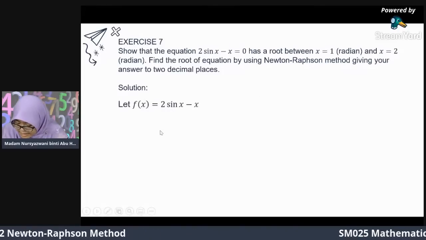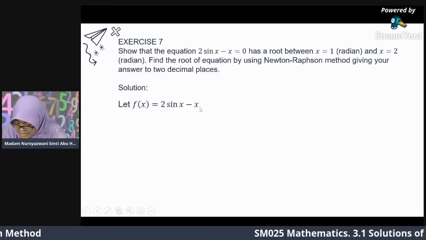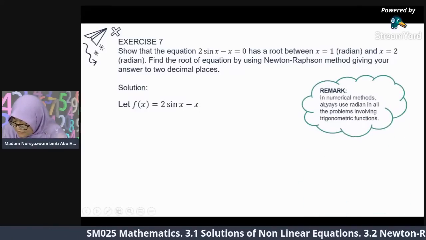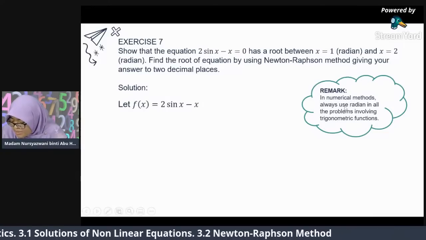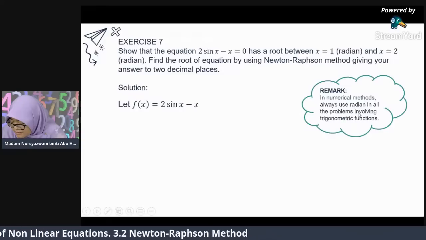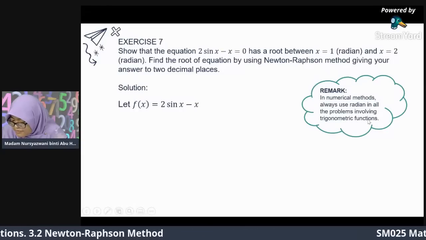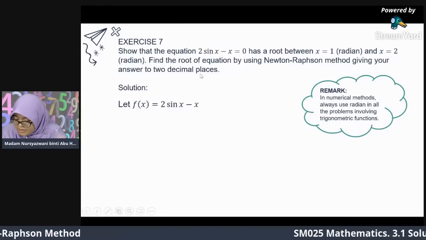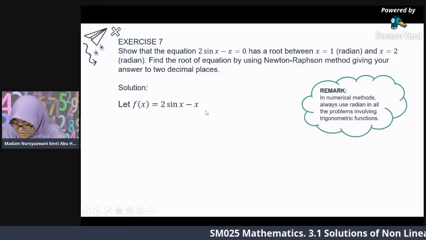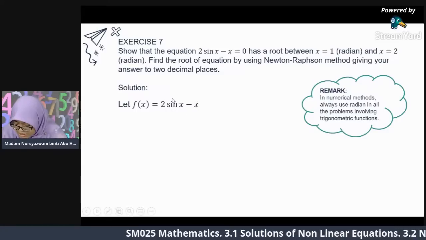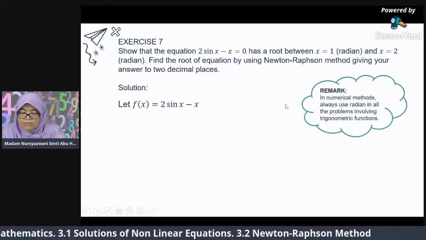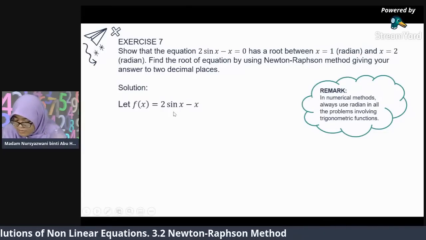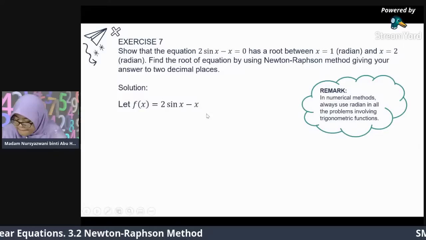So first we let fx equal to 2 sin x minus x. Second, before that remark, in numerical method, always use radian in all the problem involving trigonometric function. So maksud kat sini bila dia melibatkan, awak jumpa dia fungsi trigo dekat sini, tak kisahlah gabungan trigo ataupun trigo sahaja, pastikan kalkulator awak dalam mode radian. Kalau dalam mode degree, jawapan awak kan salah lah.